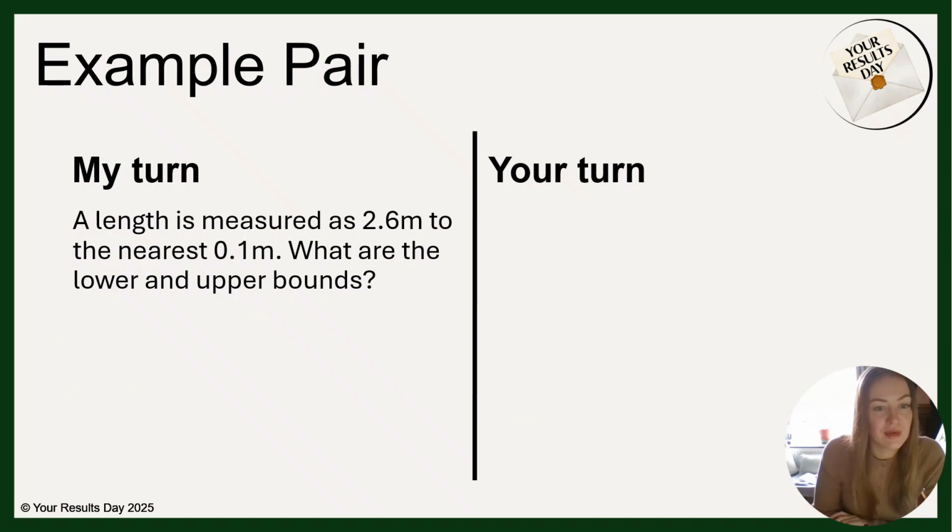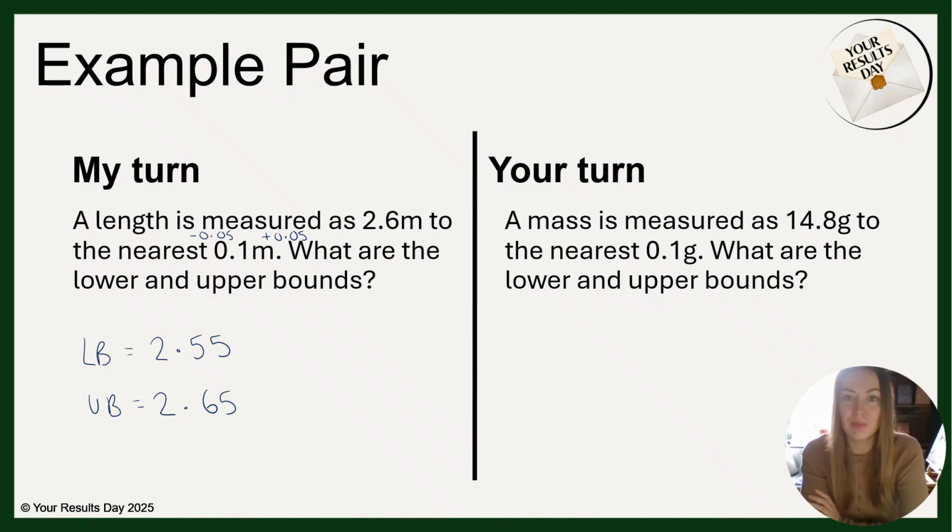A length is measured to 2.6 metres to the nearest 0.1 metre. So half of 0.1 is 0.05. So for the lower bound, we'll subtract 0.05, and for the upper bound, we'll add 0.05. So our lower bound would be 2.55, and our upper bound would be 2.65. Here's another question for you. Pause the video and hit play when you're ready to hear the solution.